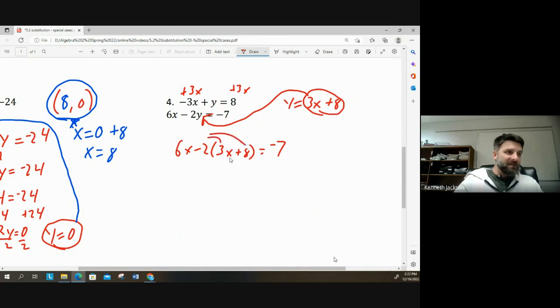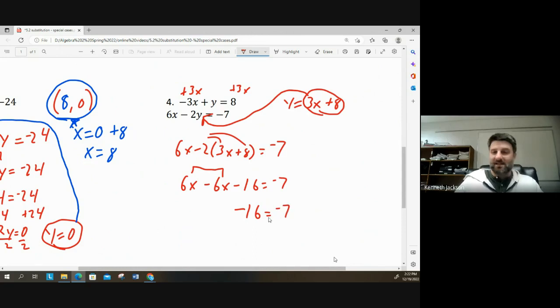After I do some substitution, I need to solve the equation. I solve by distributing. That's -2 times 3, -2 times 8. Distribute, combine like terms. 6 minus 6 is 0. So my variable x is eliminated. I'm left with -16 equals -7. That's not true. That's false, obviously.